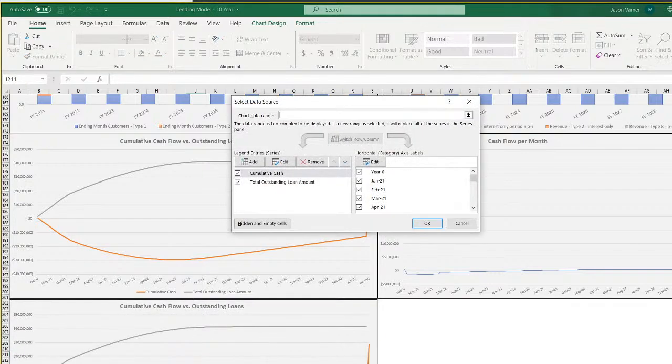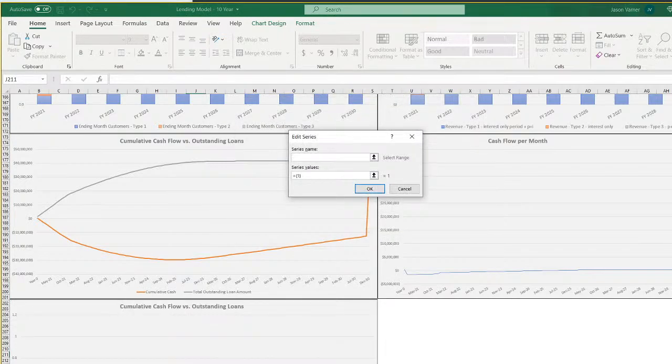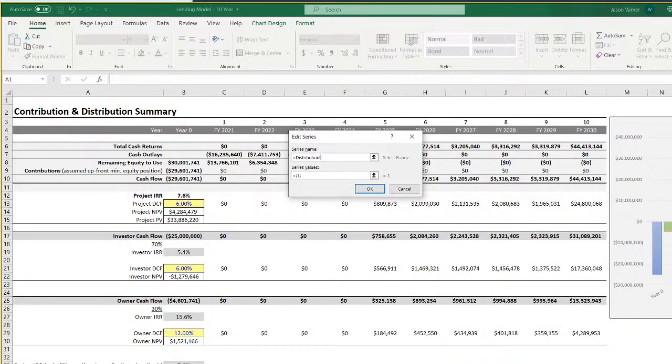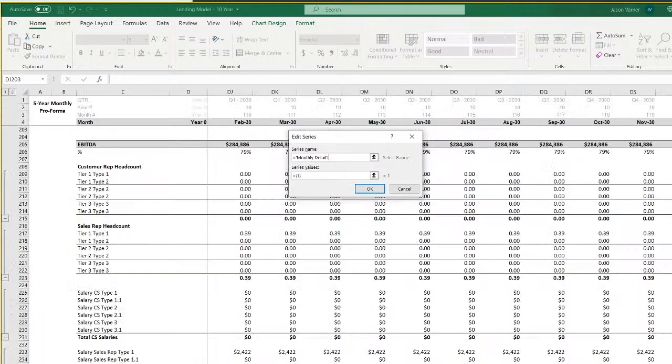What's up, viewer? We're just doing some charts here, finishing up the lending model finally. Hope your day's going great.